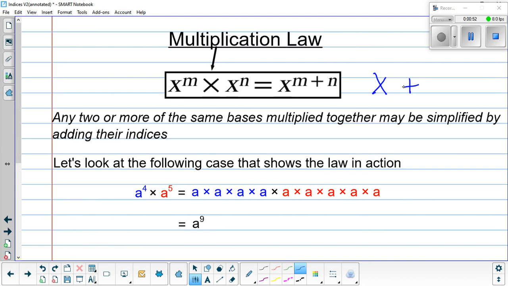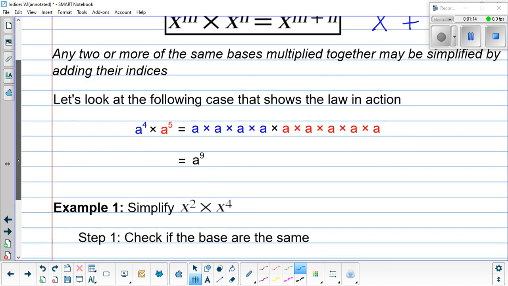So if we do a to the 4 times a to the 5, how do we represent this? Well, that's all just multiplied together. And we know that a times a is a squared, a times a times a is a cubed, so every single time we're just adding on 1. So we have 9 a's, so we're going to get a to the power of 9. We've done this before, we've just not explicitly talked about the multiplication law.